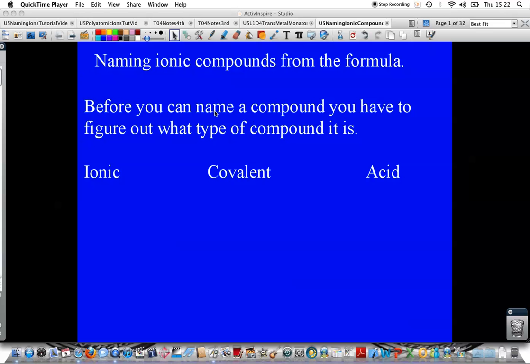This movie is about naming ionic compounds from the formula. Before you can name any compound, you have to figure out what kind of compound it is. So let's make sure you do in fact have an ionic compound.